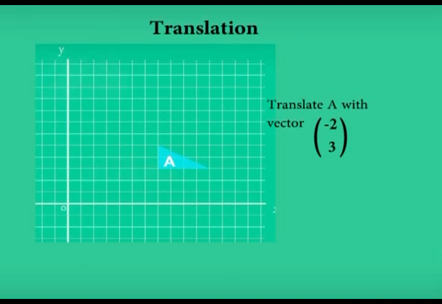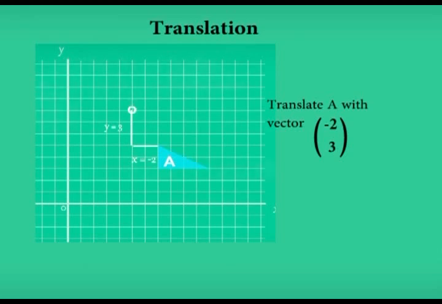So if we want to translate triangle A with vector -2, 3, we can easily locate the image. A quick way is to pick a single point on the shape, like this, and we use it as our starting point. We look at the x-coordinate to see how far right or left we have to move. And then we look at the y-coordinate to see how far up or down we have to move. In this case, we move 2 steps leftwards and then 3 steps upwards. And that's where our point will be.